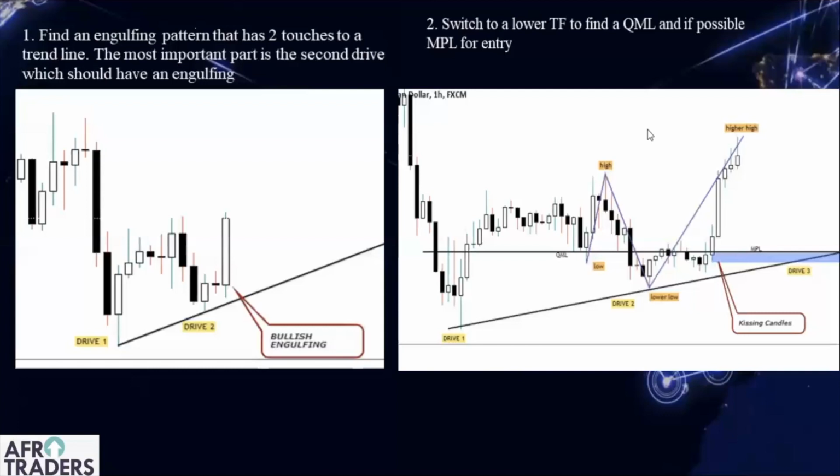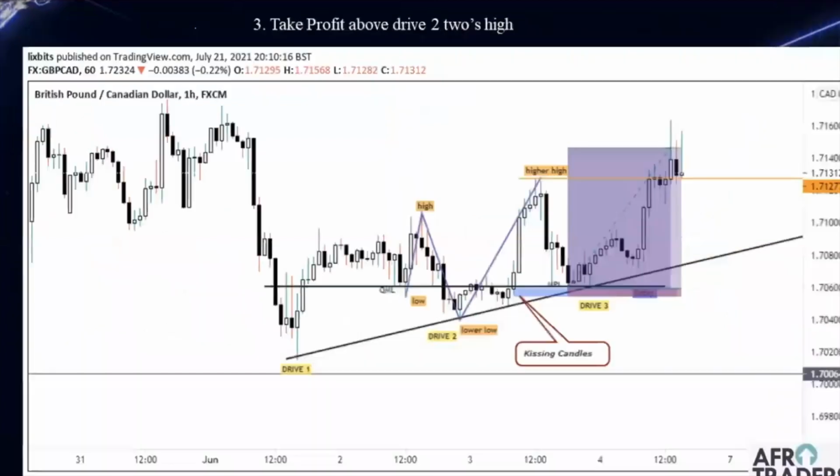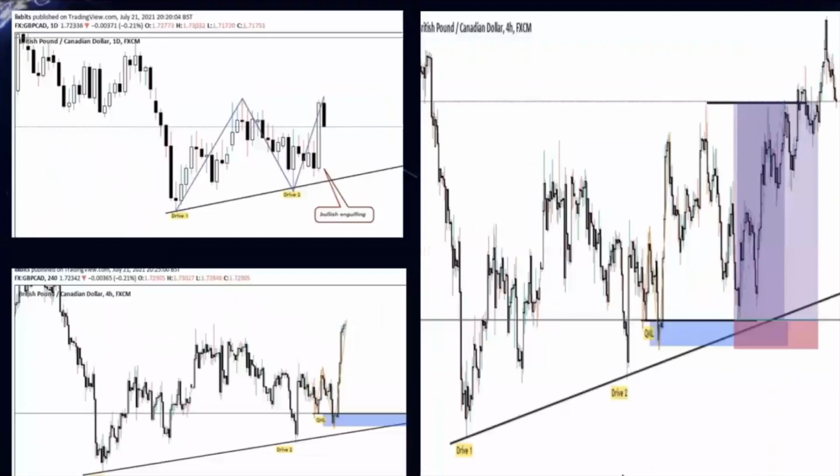The first drive is just a touch at a strong resistance, and the second drive is an engulfing pattern. Now you switch to a lower time frame and find the Quasimodo pattern. You know that the Quasimodo pattern can also be confirmed. You see here, we have a hidden base at that same level of the Quasimodo. We have already learned how to confirm the Quasimodo. So that is it.